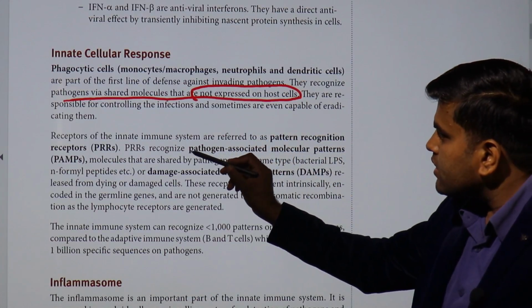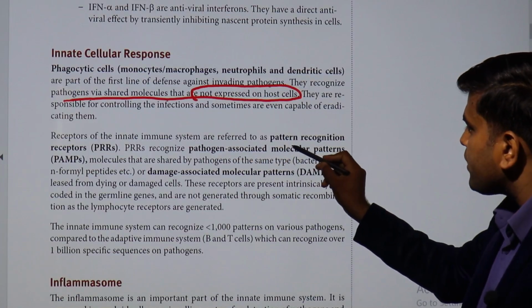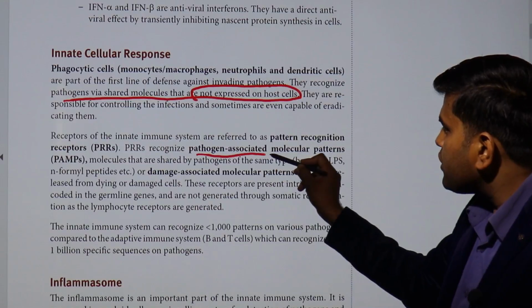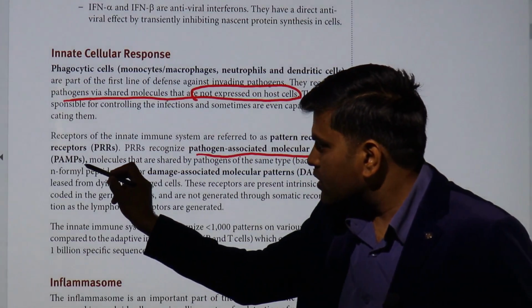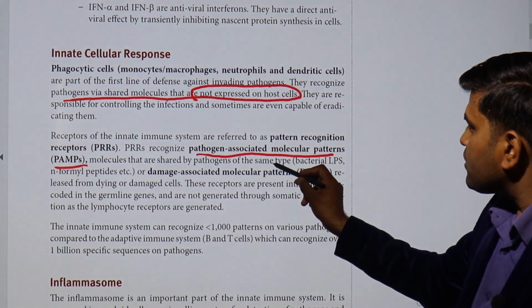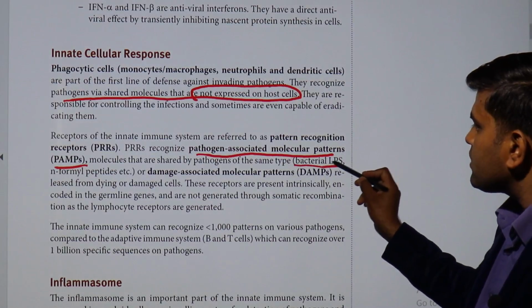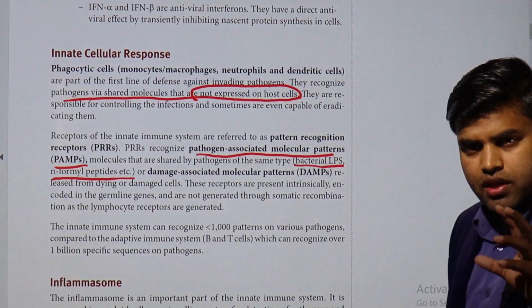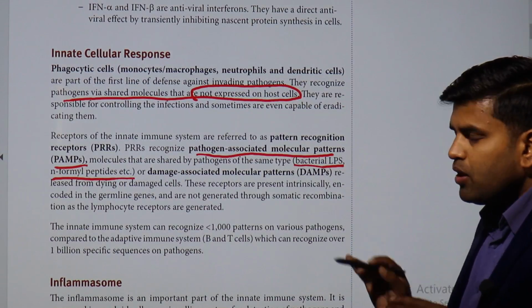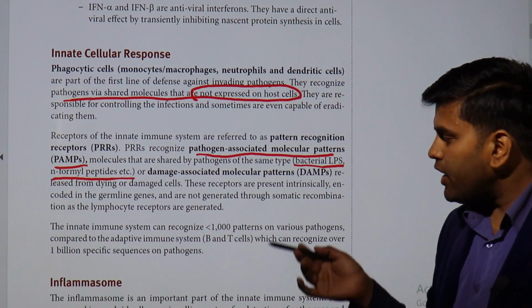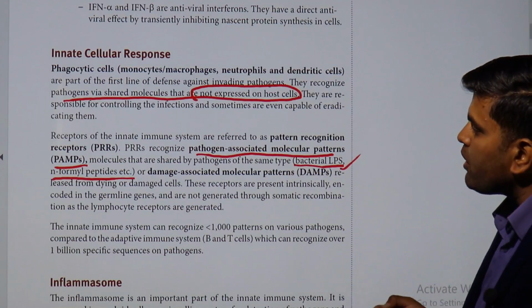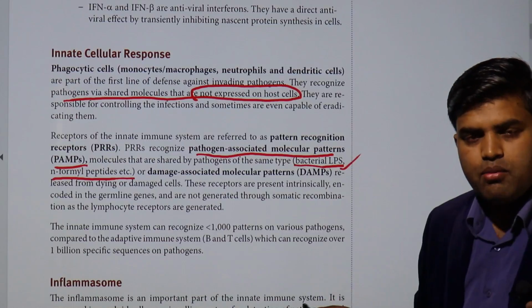Receptors of the innate immune system are referred to as pattern recognition receptors, and they recognize pathogen associated molecular patterns, called PAMPs. These are molecules shared by pathogens of the same type, like bacterial LPS and N-formyl peptides. These are bacterial structures shared by most bacteria. All gram-negative bacteria have the lipopolysaccharide, LPS, and N-formyl peptides are present in the maximum of bacteria.